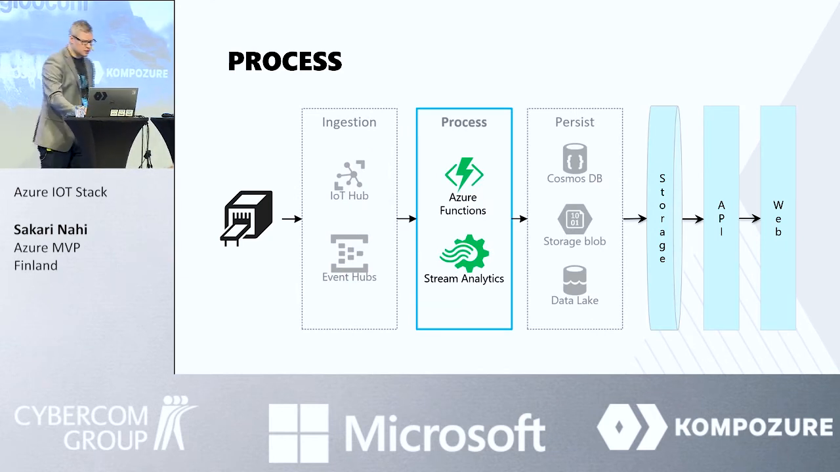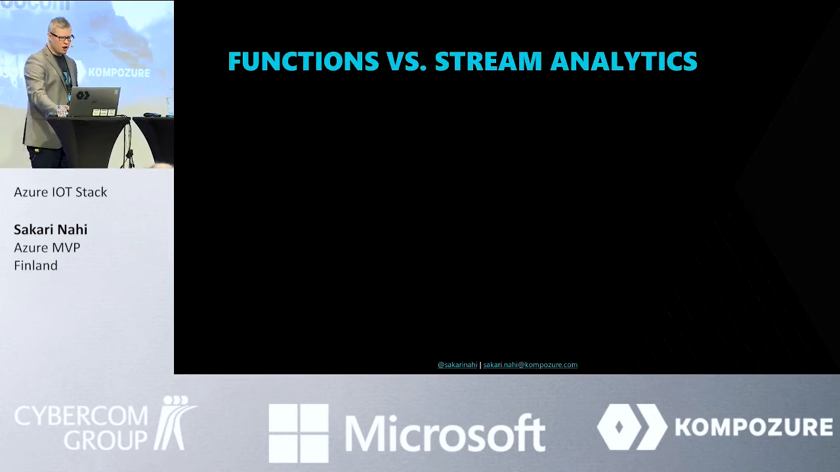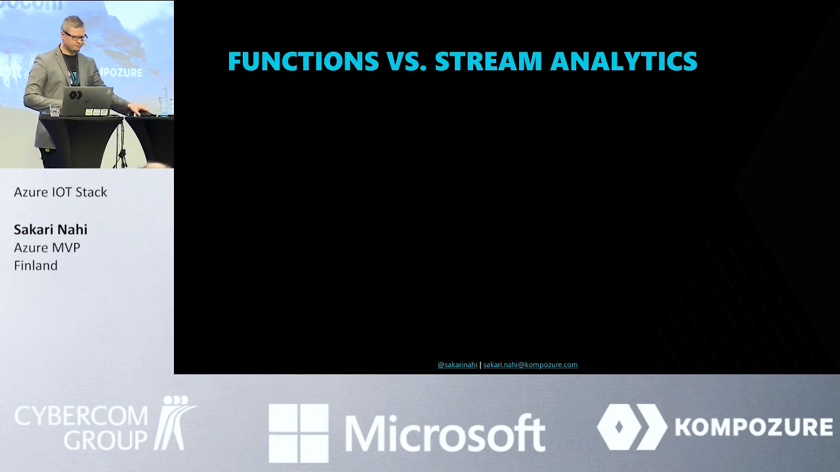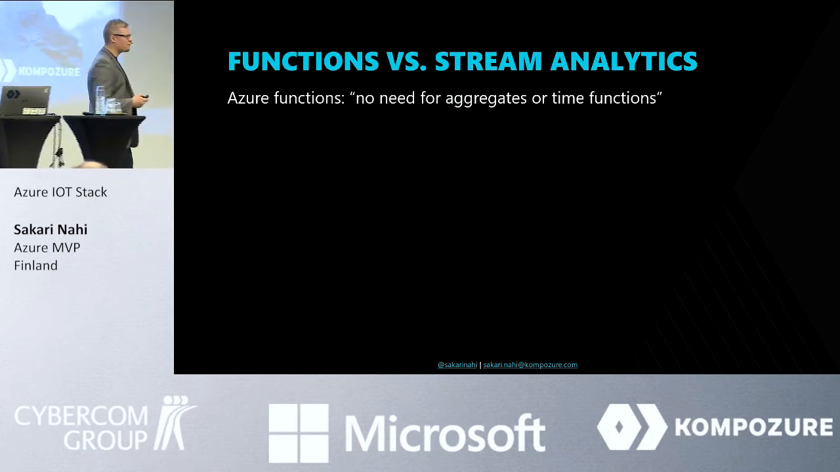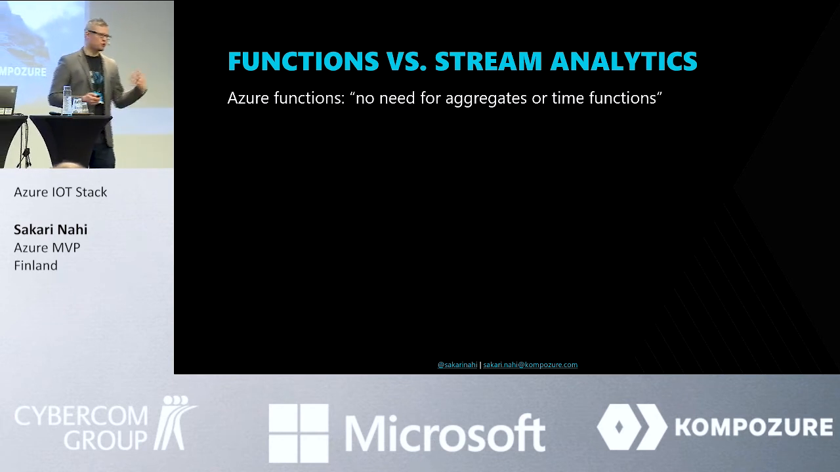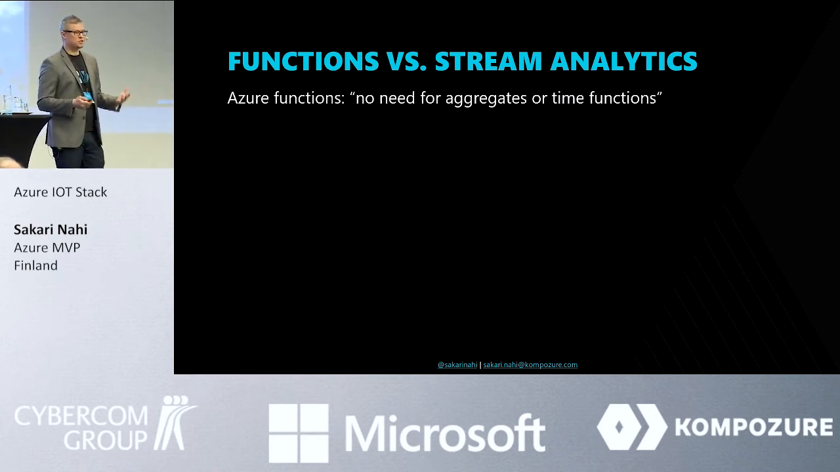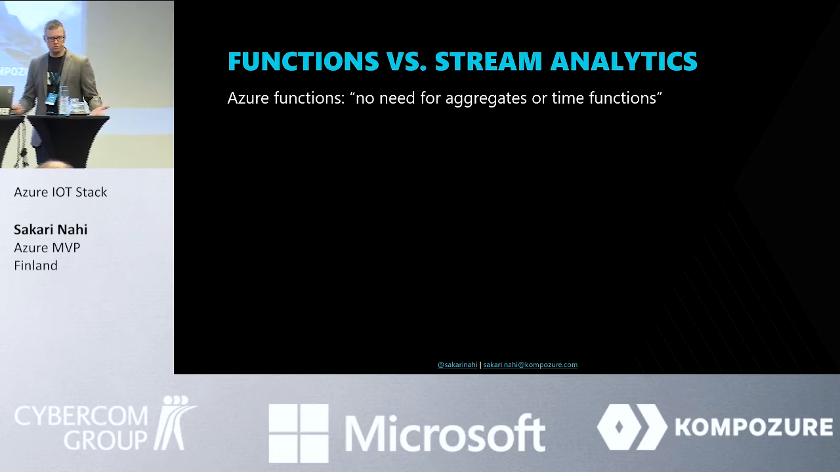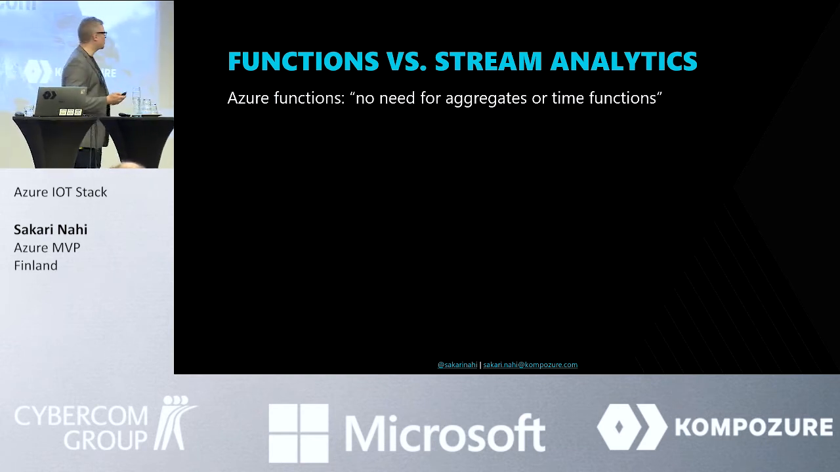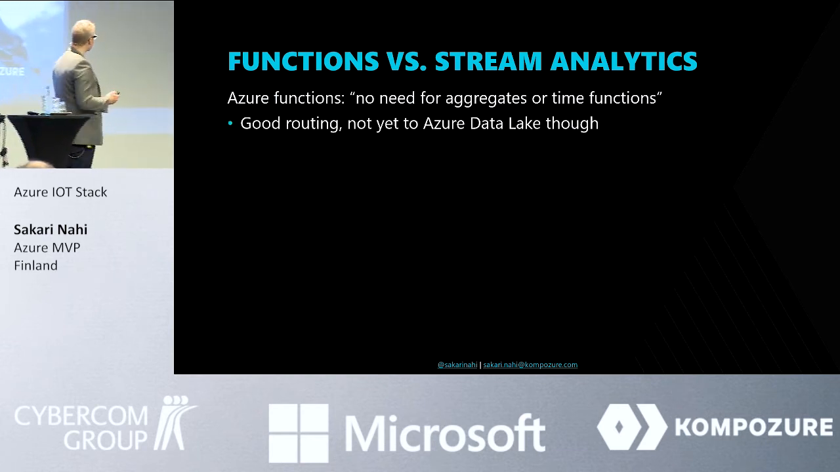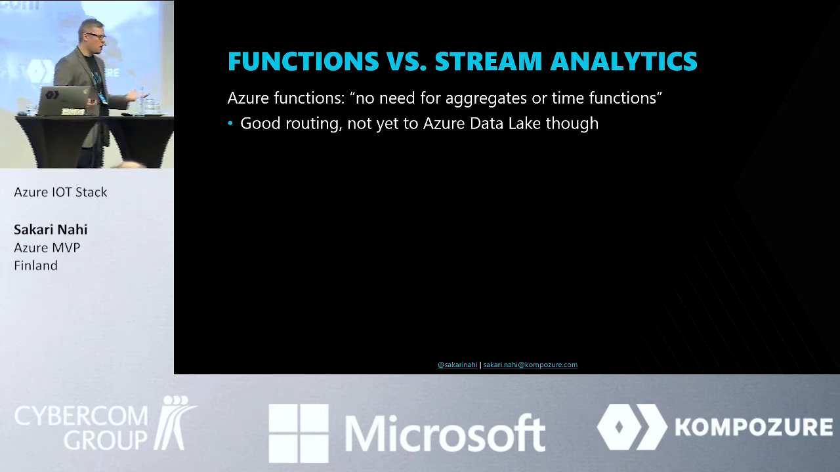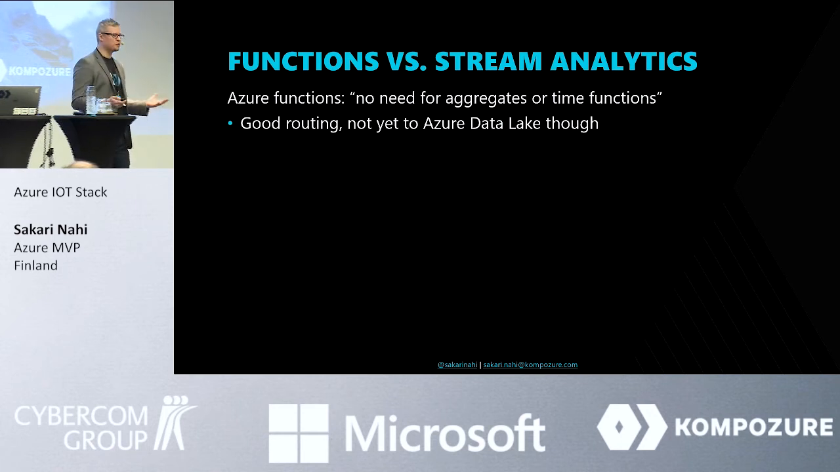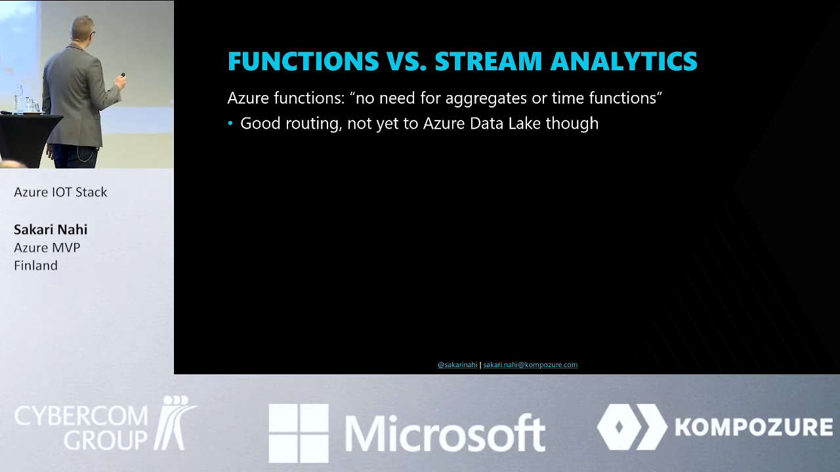So let's get to process. Functions versus Stream Analytics. Functions are great when you don't need aggregates or time functions. Sure, you can do those. You can do anything with Azure Functions because it's just code, but you just need some interim storage and stages and all of that stuff. There's good routing, not yet to Azure Data Lake though. So basically, you can plug in Azure Functions to many different products or tools in Azure.